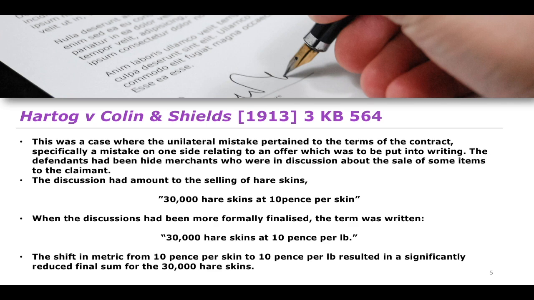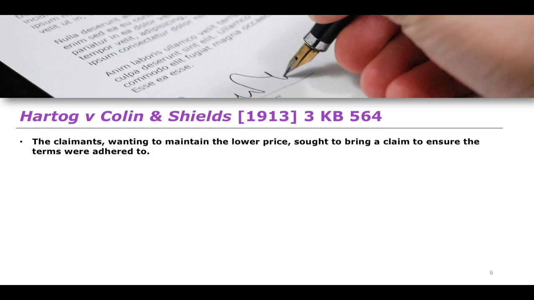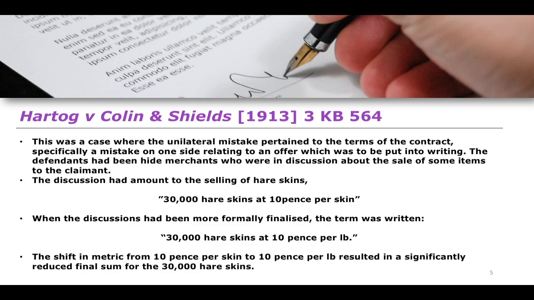The shift in metric from 10 pence per skin to 10 pence per pound resulted in a significantly reduced final sum for the 30,000 hare skins, given the fact that it was not relating to each individual hare skin, it was relating to the weight of the collective of the hare skins. In fact, it was a significant reduction given the weight of hare skins on average. The claimant wanted to maintain this lower price, as you can probably imagine, and so as a result sought to bring a claim to ensure that the terms that were written down had been adhered to.